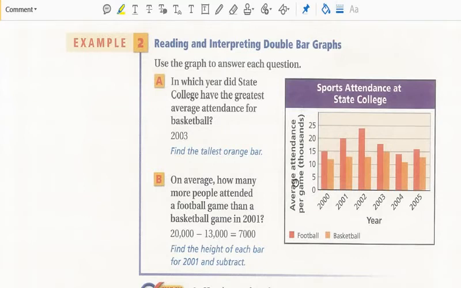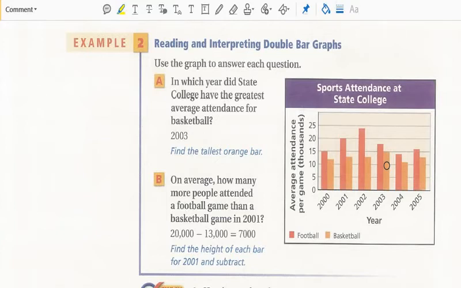Okay, so let's answer his question. In which year did State College have the greatest average attendance for basketball? So he asked me for basketball, so I'm going to look at the orange graph. So I'm going to look for the tallest bar. What is the tallest bar, in which year? 2003. So in which year did State College have the greatest average attendance for basketball? 2003.